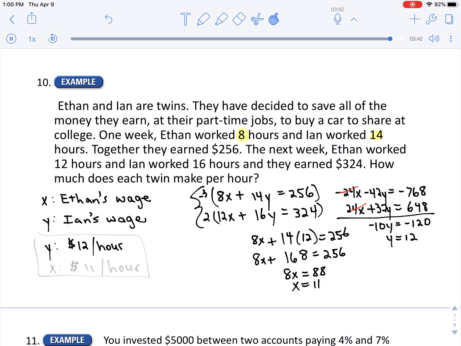So Ethan makes $11 per hour, and that's the solution to this system.